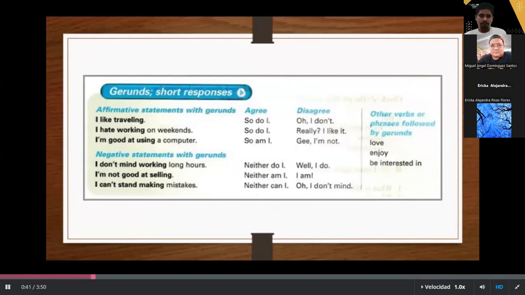Negative statements with gerunds. I don't mind working long hours. Agree: Neither do I. Disagree: Well, I do. I'm not good at selling. Neither am I. I am. I can't stand making mistakes. Neither can I. Oh, I don't mind. Other verbs or phrases followed by gerunds: love, enjoy, be interested in.